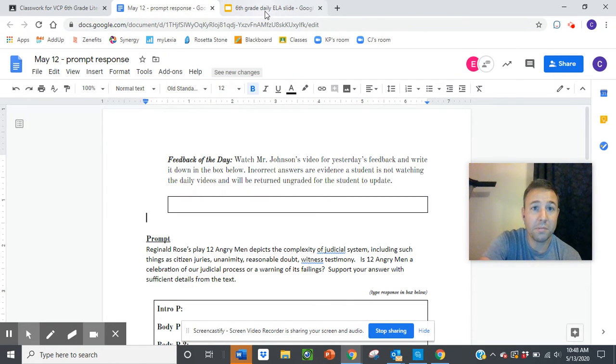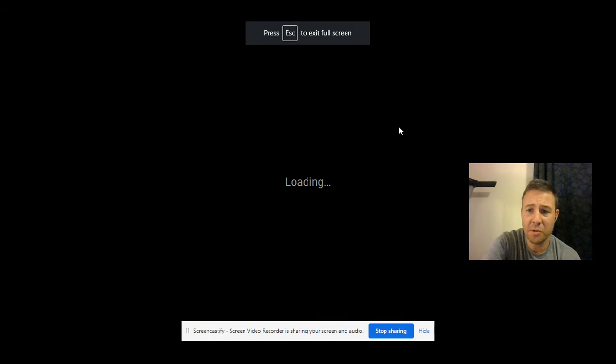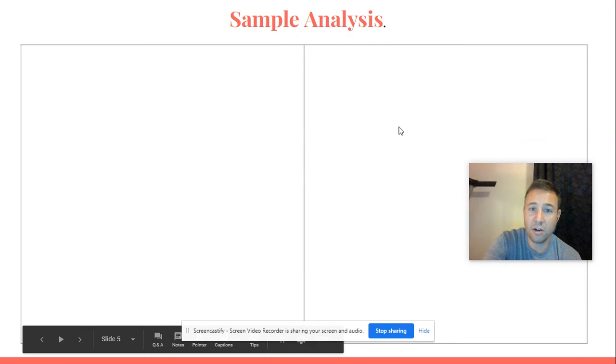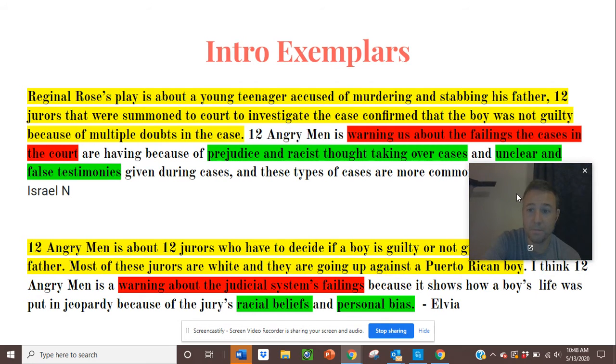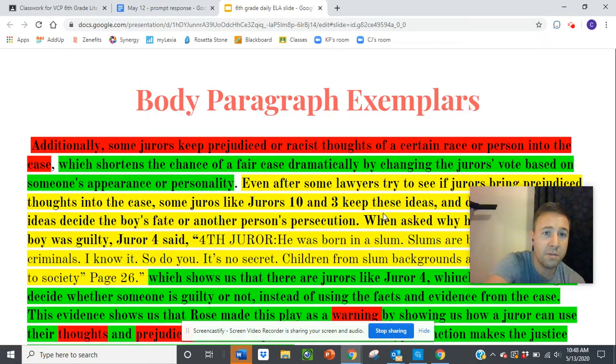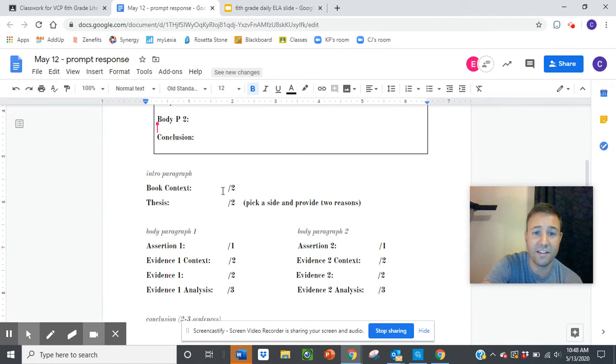Let's take a look at some exemplars though, just in case you are kind of confused or could just use some extra guidance. Here are some great examples. Remember, below the writing space, there is the exact checklist that's going to be used by your teachers to grade. My feedback today is the same as yesterday. Use this grading rubric literally as a checklist.